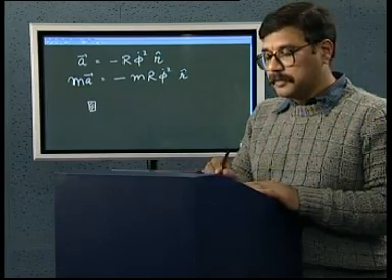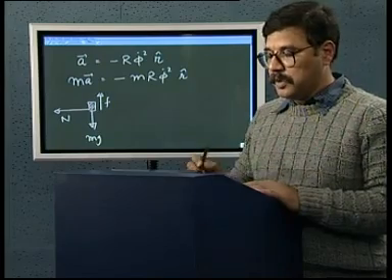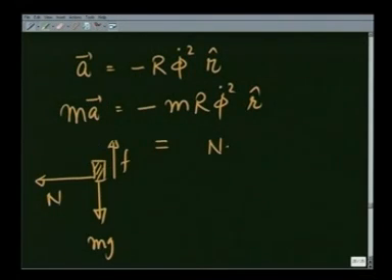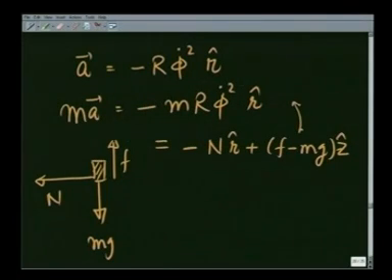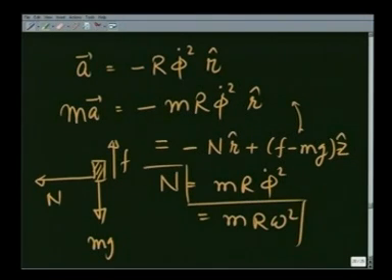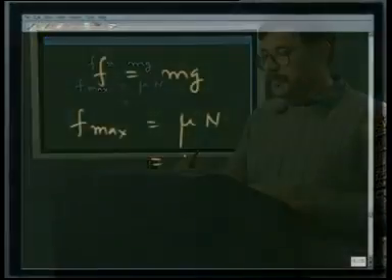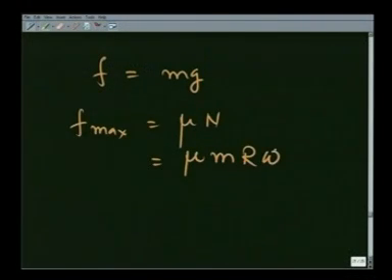How about the forces on the mass? There is a force in the negative radial direction n, there is mg and there is friction. So, this should be equal to n in the negative r direction plus F minus mg in the z direction. Equating the two sides, we get n is equal to m r phi dot square, which is nothing but m r omega square, and the other equation gives me F equals mg. Remember, F max is mu n, so that is going to be mu m r omega square.